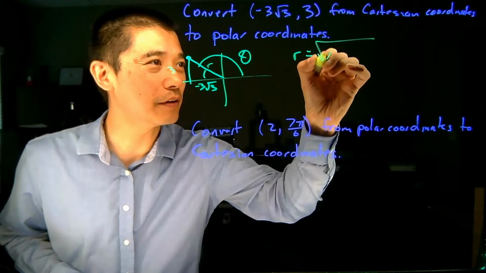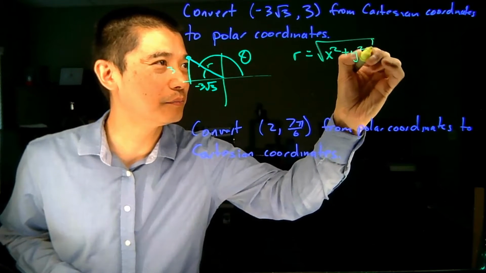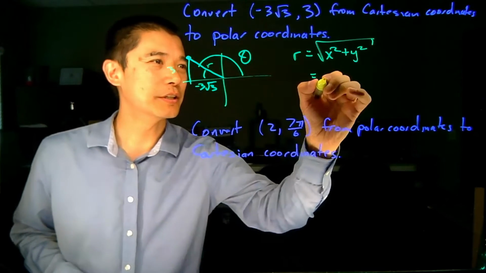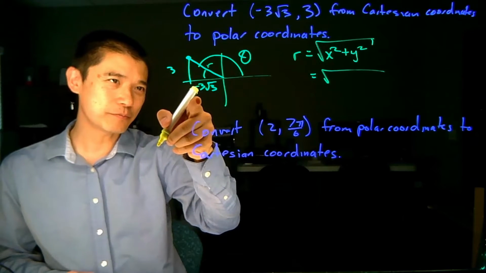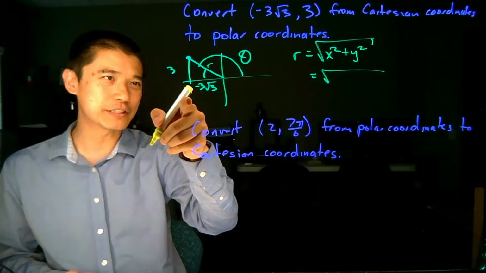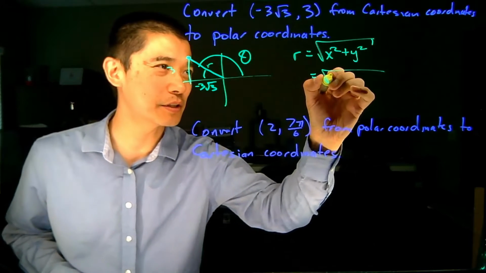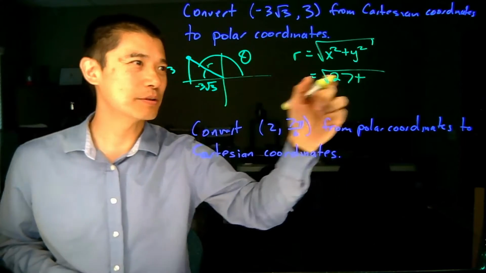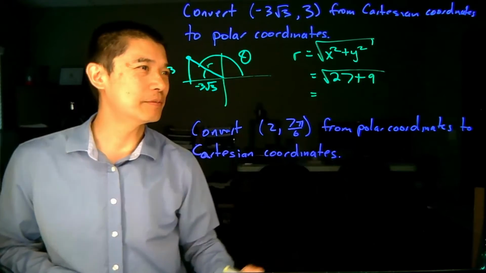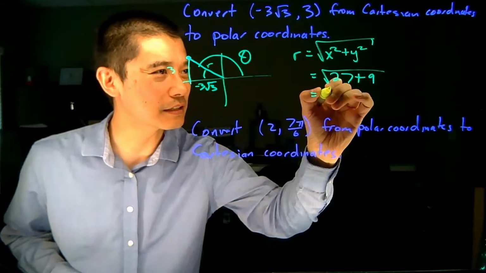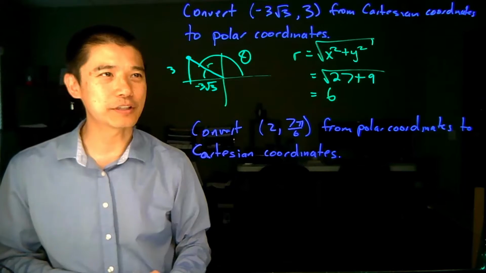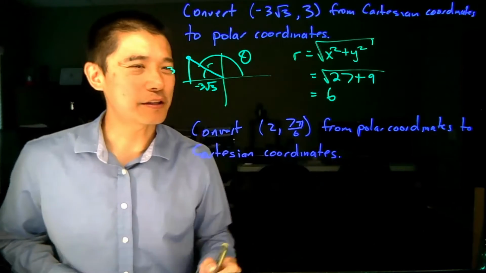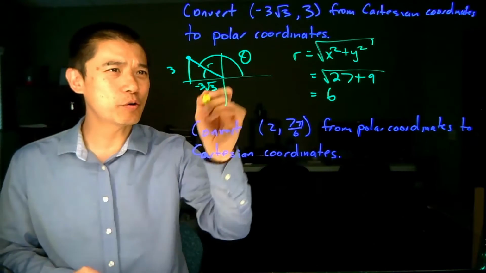So the square root of x squared plus y squared, which is, let's see, the x squared, so that's 3 root 3 squared. So the 3 squared is 9, and the root 3 squared is 3, 9 times 3 is 27, plus 3 squared is 9. 27 plus 9 is 36, root 36 is 6. So our r value is equal to 6. Then we need to figure out theta. Now there's a little bit more going on here.